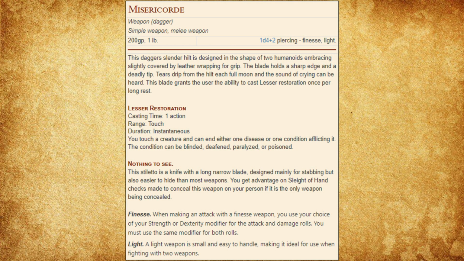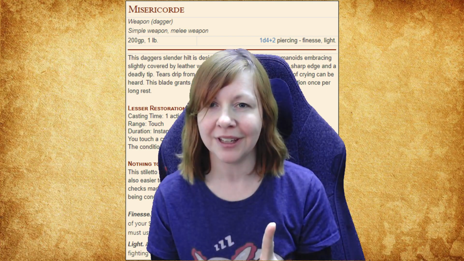The stats. Misericord weapon, dagger. This blade grants the user the ability to cast Lesser Restoration once per long rest. This stiletto is a knife with a long, narrow blade, designed mainly for stabbing but also easier to hide than most weapons. You get advantage on sleight of hand checks made to conceal this weapon on your person if it is the only weapon being concealed.